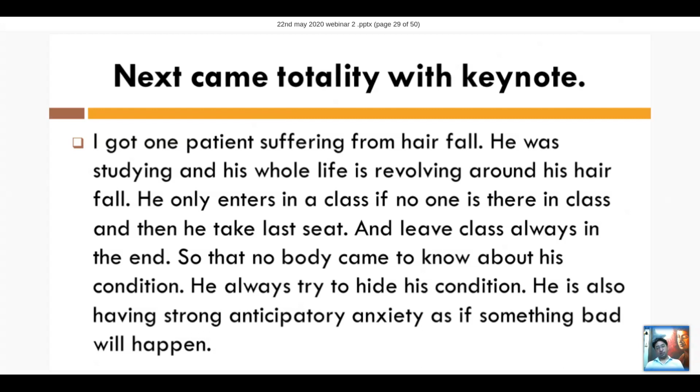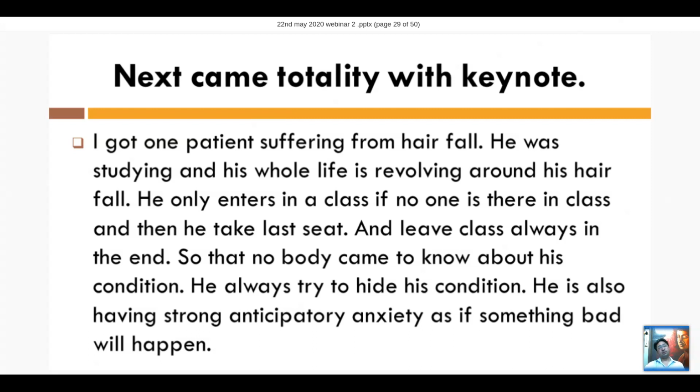So one patient of mine is suffering from hair fall. He was studying in college, and his whole life is revolving around that hair fall. He only enters the class if nobody is in the class. If some students are sitting in the class, he misses that class. He goes first, and he sits on the last seat. And when he leaves class, he always leaves at the end. Why? Just to avoid other people, so that they will not come across that he is losing his hair, so that nobody comes to know about his condition.